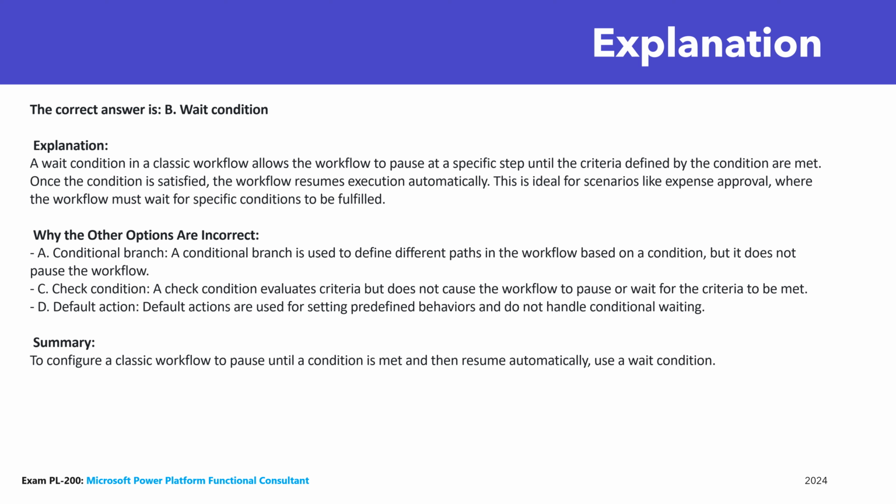Why the other options are incorrect. A. Conditional branch. A conditional branch is used to define different paths in the workflow based on a condition, but it does not pause the workflow. C. Check condition. A check condition evaluates criteria but does not cause the workflow to pause or wait for the criteria to be met. D. Default action. Default actions are used for setting predefined behaviors and do not handle conditional waiting.